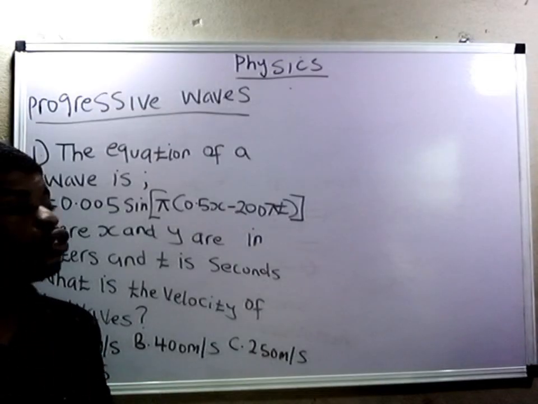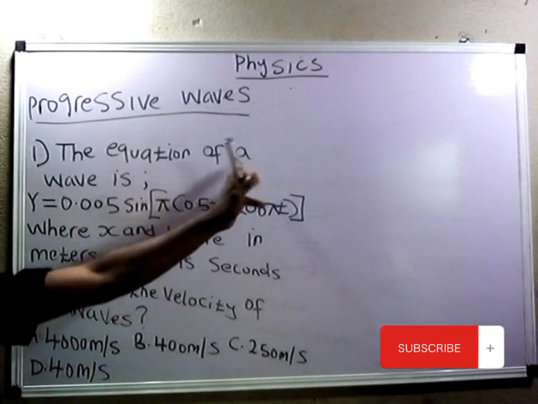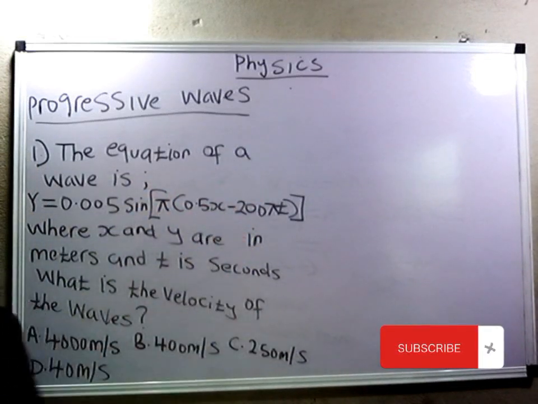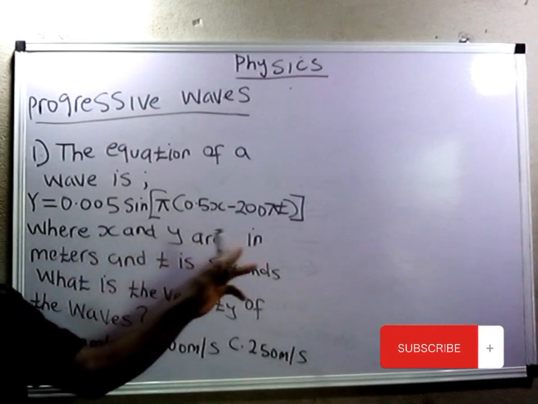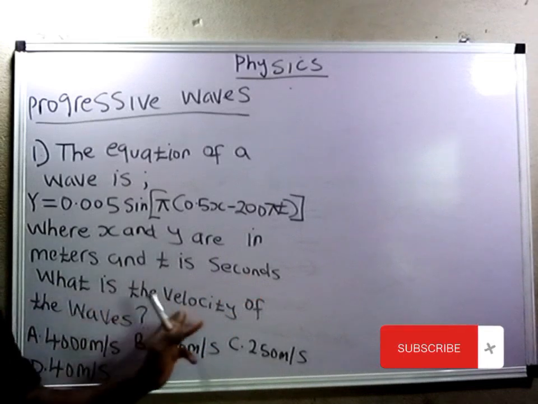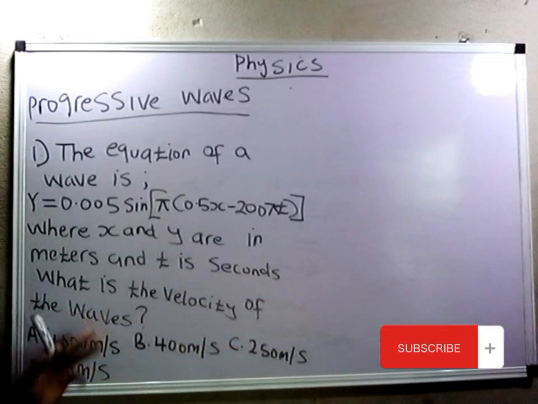Okay guys, this is question 1. I read the question. The equation of a wave is given as this, which is the equation of a progressive wave I told you earlier, where x and y are in meters and t is in seconds. What is the velocity of the wave?